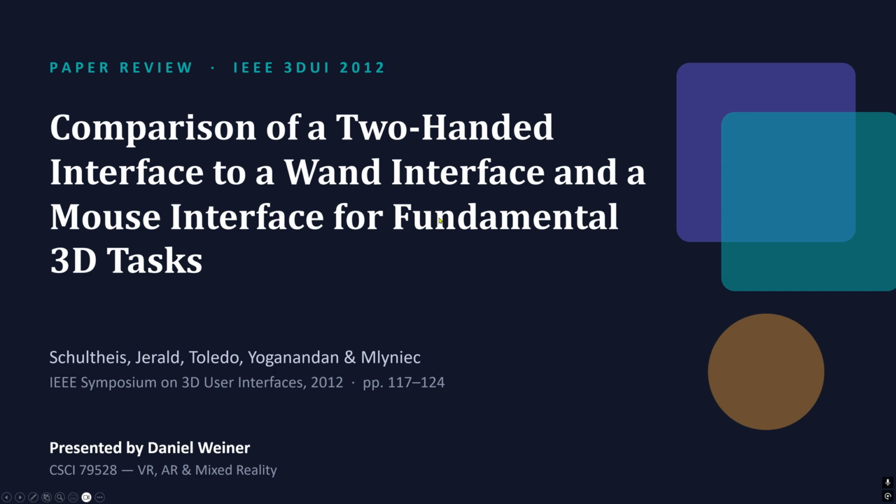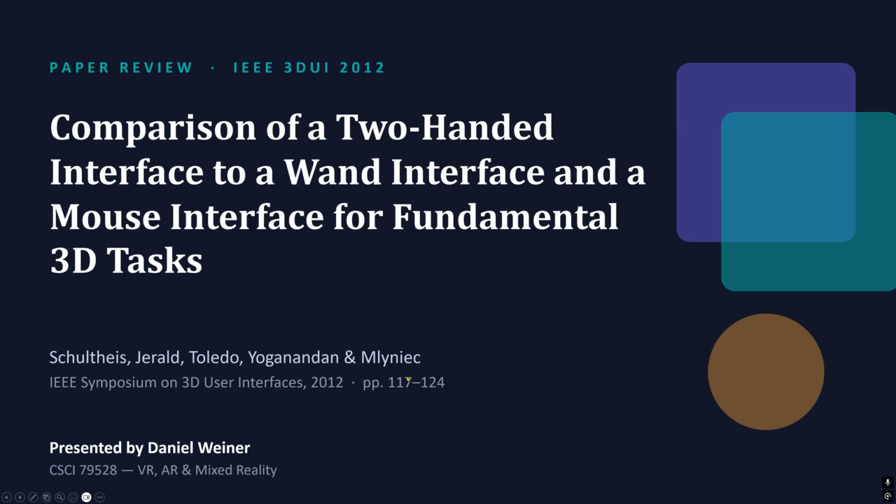Hello, my name is Dan Wiener, and I will be reviewing a 2012 paper from the IEEE Symposium on 3D User Interfaces. The paper is called Comparison of a Two-Handed Interface to a Wand Interface and a Mouse Interface for Fundamental 3D Tasks. Quite a mouthful.